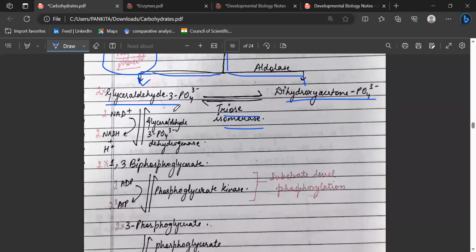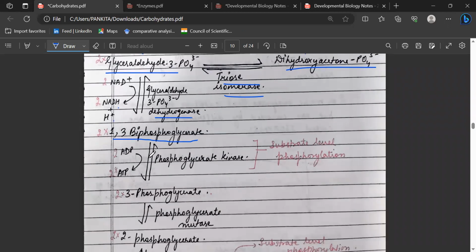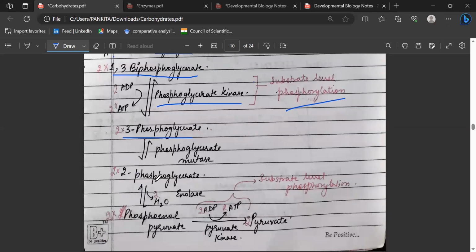So from glyceraldehyde 3-phosphate, 1,3-bisphosphoglycerate is formed. The enzyme involved is glyceraldehyde 3-phosphate dehydrogenase. In this process, one NAD plus is converted to NADH and H positive. 1,3-bisphosphoglycerate is then further converted to 3-phosphoglycerate in the presence of the enzyme phosphoglycerate kinase, which is also involved in substrate level phosphorylation. And in this process, one ADP molecule is converted to ATP.